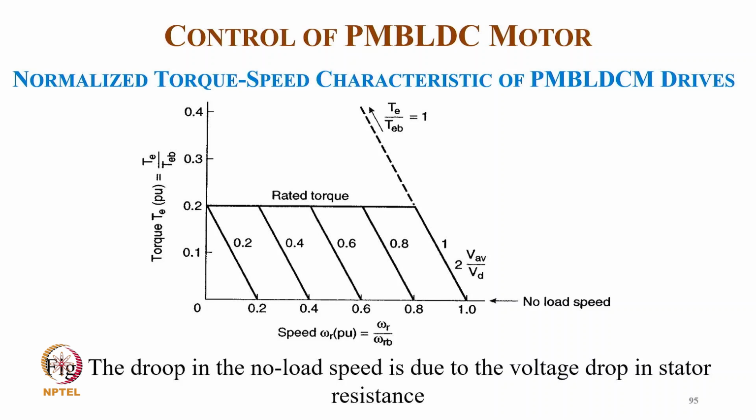And this is the typical torque speed characteristic. The drop from no load is due to the voltage drop in the stator resistance.